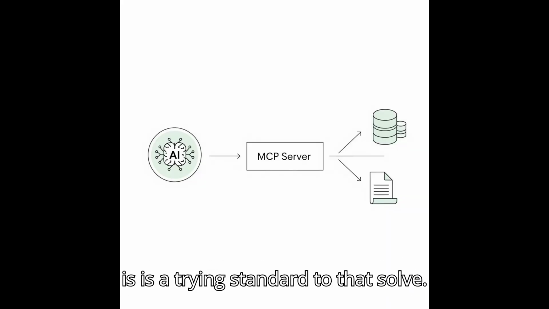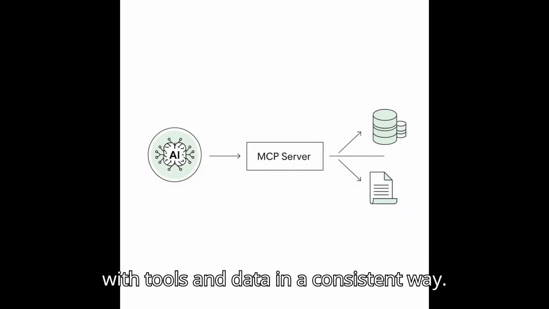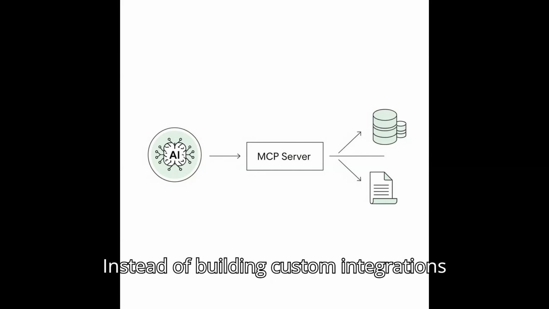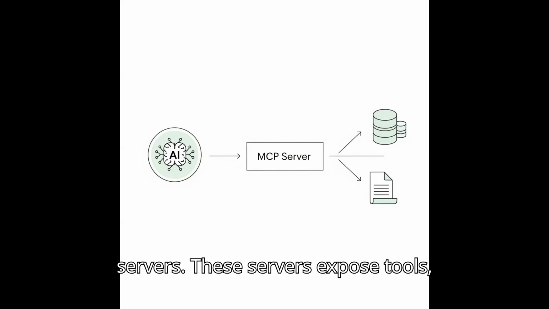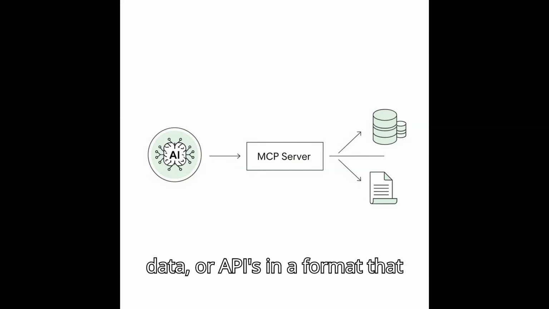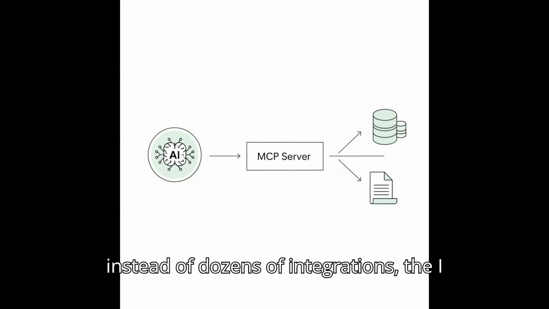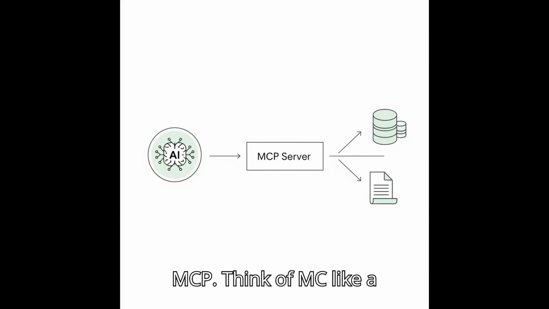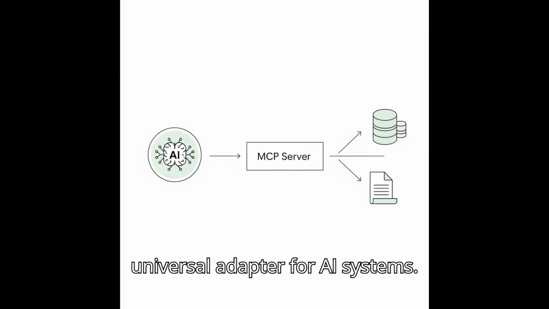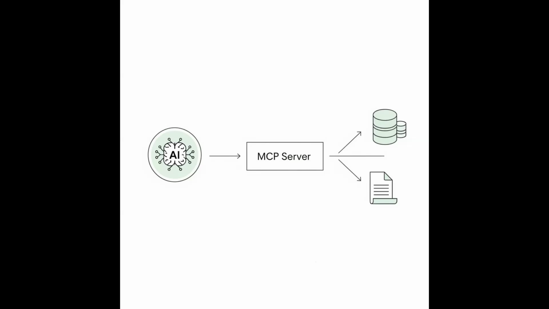This is exactly the problem MCP is trying to solve. The Model Context Protocol is a standard that allows AI models to interact with tools and data in a consistent way. Instead of building custom integrations for every tool, developers create MCP servers. These servers expose tools, data, or APIs in a format that AI models can understand. So instead of dozens of integrations, the AI only needs to understand one protocol, MCP. Think of MCP like a universal adapter for AI systems.